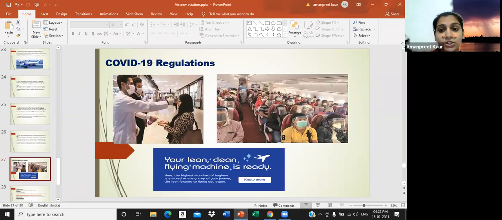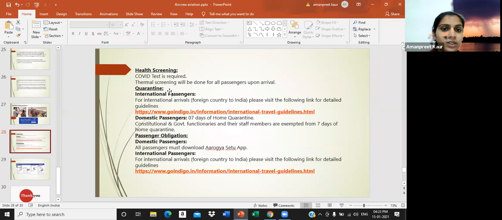Now I come to the COVID-19 regulations, that is, the measures IndiGo Airlines has taken in COVID-19. So the COVID test is required and then thermal screening will be done for all the passengers upon arrival. And for quarantine of international passengers, there are various different guidelines for the different countries, so that is all mentioned on their website. Then for domestic passengers, 7 days of home quarantine is mandatory, while constitutional and government functionaries and their staff members are exempted from the 7 days of home quarantine. Then for passenger obligation, domestic passengers must download the Arogya Setu app. And again for international passengers, since different countries have different rules, that is all mentioned on their website.